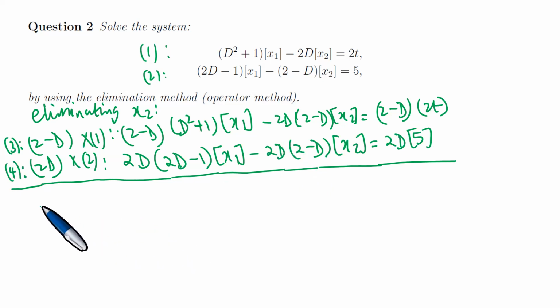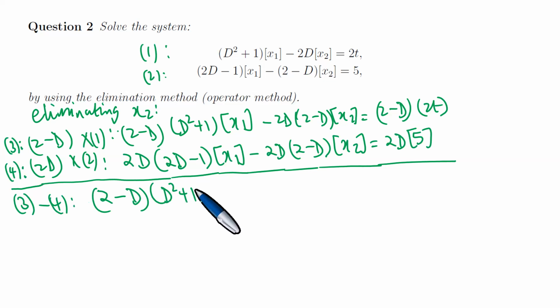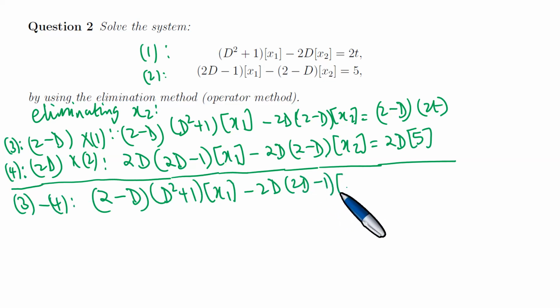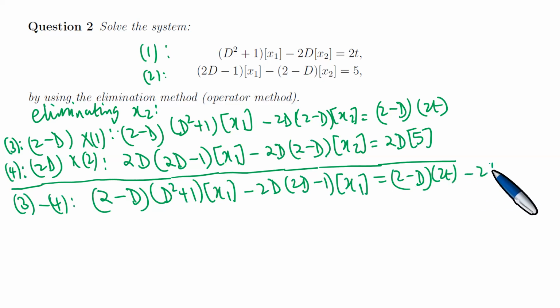Now, at this point, we can just subtract the two equations in order. So we're going to say the first one minus the second one, 3 minus 4. Once again, you can say 4 minus 3, the same thing. But now we can see that clearly x2 is out and we're making significant progress. And then we're left with this. Let me just write minus 2 minus d, and then we have d squared plus 1, and we have x1, and we have minus this. So we have that. This minus that becomes 0, and then we have the top one, and then we have twice t minus twice d on 5.